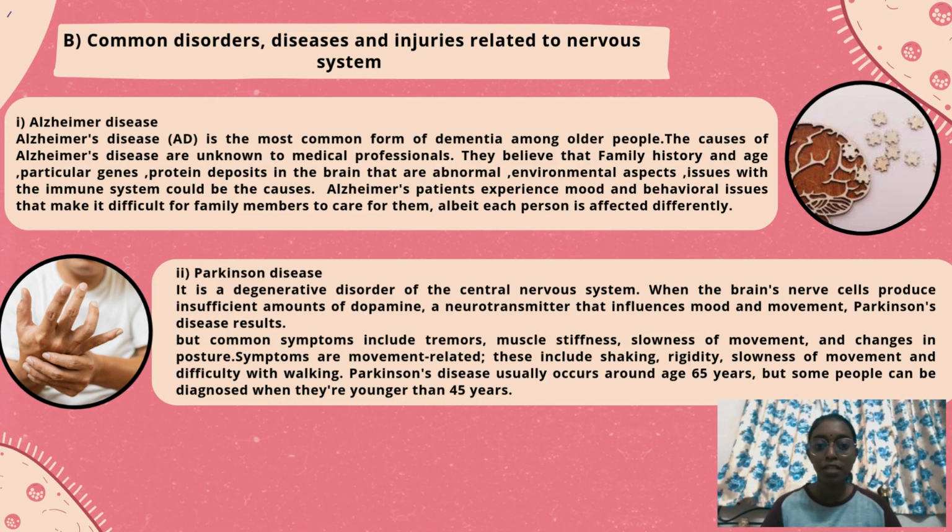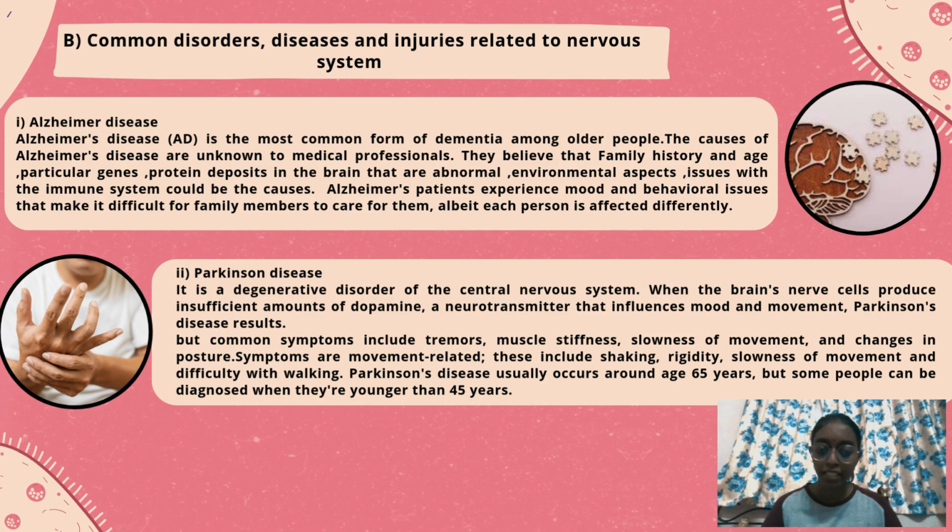Alzheimer patients experience mood and behavioral issues that make it difficult for their family members to take care of them. Second, Parkinson disease. It is a degenerative disorder of the central nervous system. When the brain nerve cells produce an insufficient amount of dopamine, a neurotransmitter that influences mood and movement, Parkinson's disease results. Common symptoms include tremors, muscle stiffness, slowness of movement, and changes in posture.